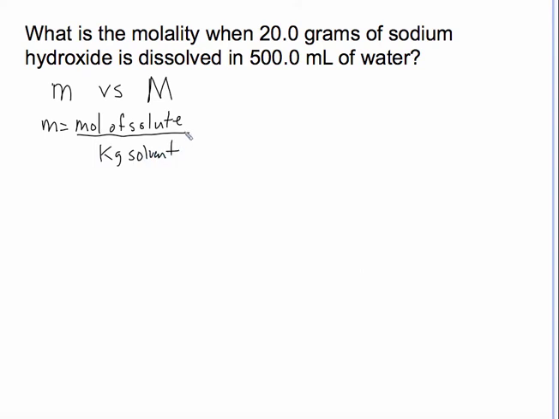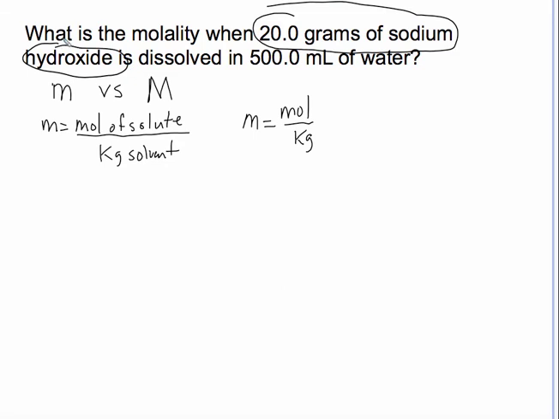So if I'm going to do a problem like this one here, what is the molality? I'm going to write the formula first. So I'm just going to write moles over kilograms. I kind of abbreviate it a little bit. And then I see, well, here's my solute. I have to change this sodium hydroxide into moles first, and then I'm going to have to change this 500 milliliters into kilograms and then divide them. That's how I'm going to do it.